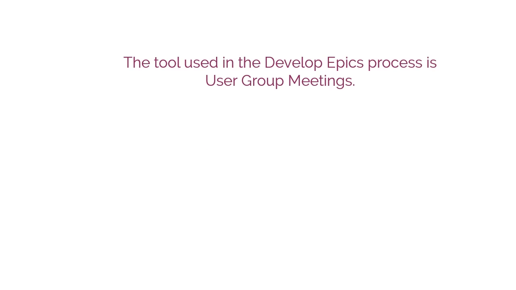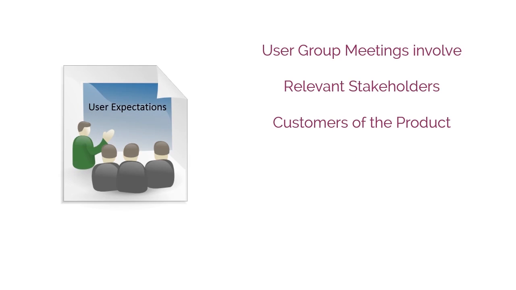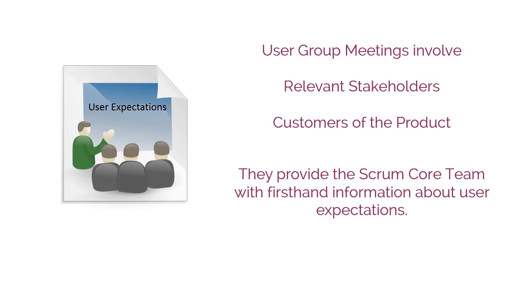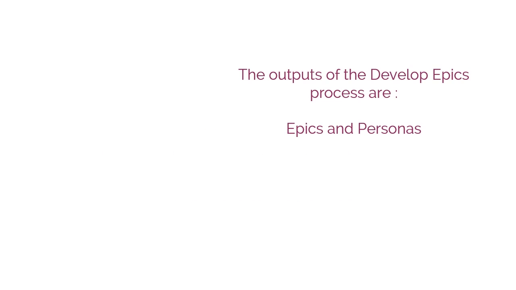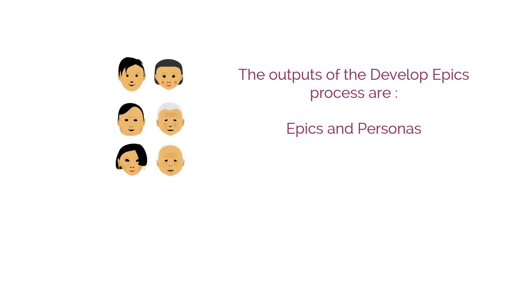The tool used in the Develop Epics process is User Group Meetings. User group meetings involve relevant stakeholders who are primarily users or customers of the product. They provide the Scrum Core team with first-hand information about user expectations. This helps in formulating the acceptance criteria for the product and provides valuable insights for developing epics. These meetings also promote buy-in for the project and create a common understanding among the Scrum Core team and relevant stakeholders. The outputs of the Develop Epics process are epics and personas.